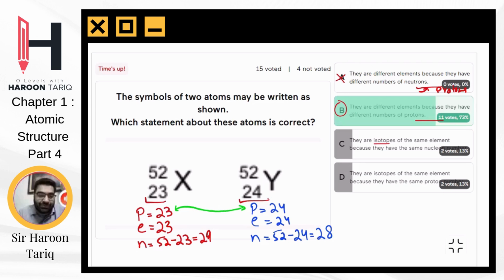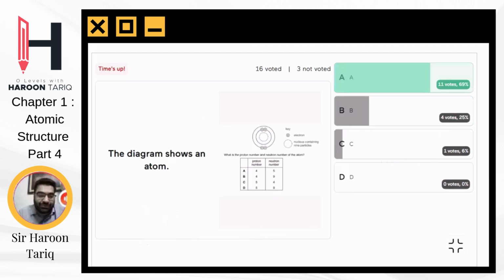They are isotopes? No, isotopes we will discuss tomorrow. Isotopes are atoms of the same element. For isotopes, the proton number has to be same. Here it is different. Same protons, different number of neutrons. The neutron number is different, 29 and 28, but the number of protons should have been the same for them to be isotopes. This isotopes part we'll do tomorrow. So the correct answer here should be B. Any doubts up till now?